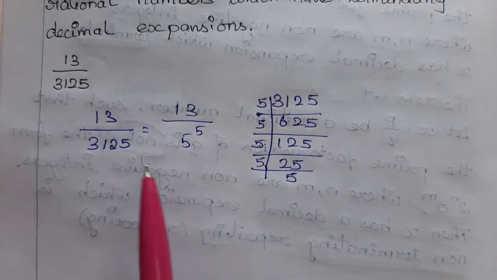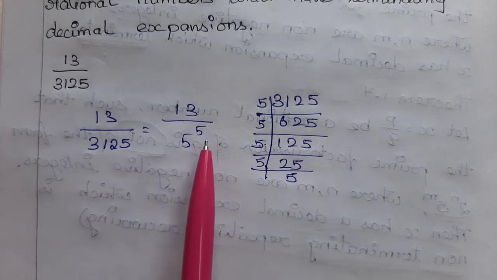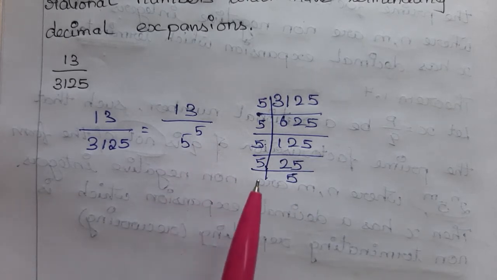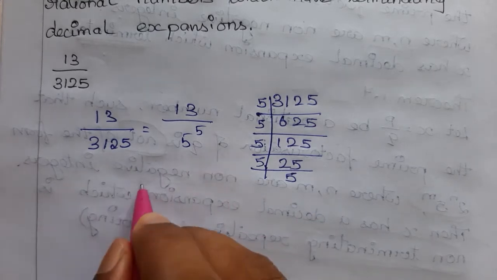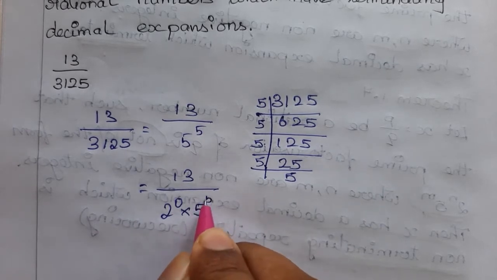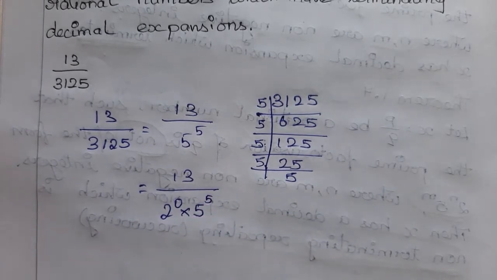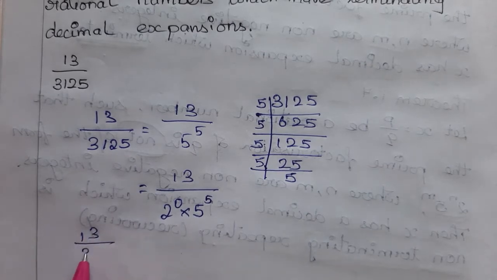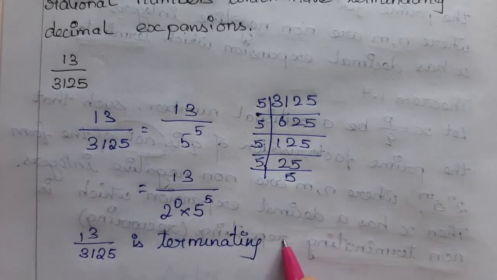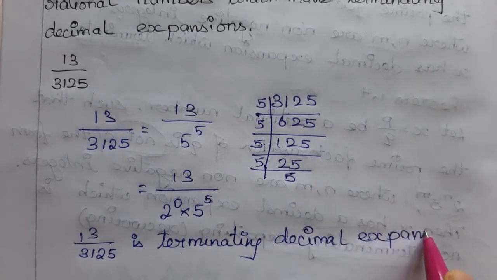Is it in the form of 2 power n 5 power m? Yes. The 2 power n is there, since n can be any non-negative integer, so it can be 0. So we can write this as 13 by 2 power 0 into 5 power 5. Now you see? Therefore 13 by 3125 is a terminating decimal expansion.